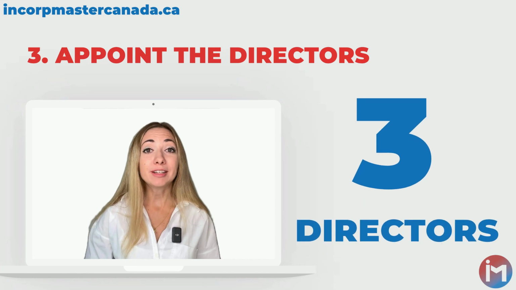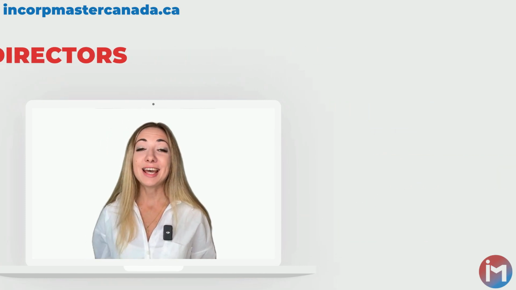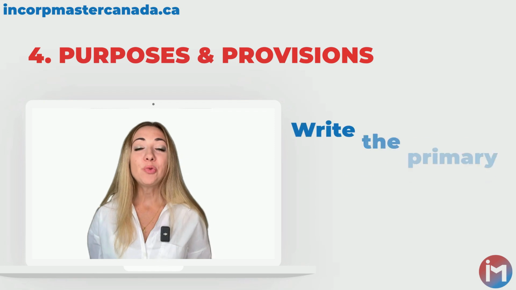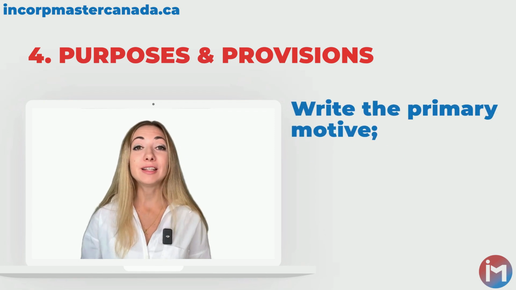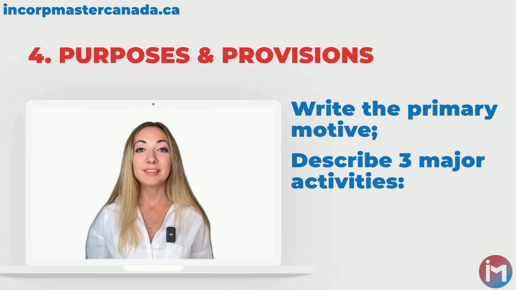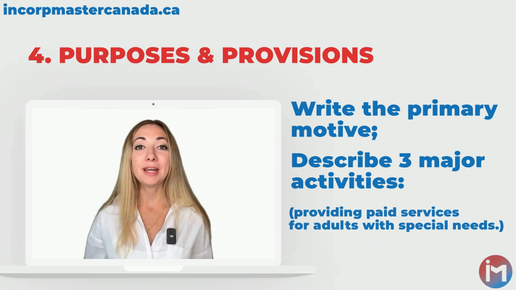The next step is to appoint the directors. Minimum of 3 directors are required to set up a non-profit corporation. The next step is to provide purposes and provisions. You need to write a primary motive for this non-profit corporation. You may describe 3 major activities that this corporation plans to perform. Example: providing paid services for adults with special needs.